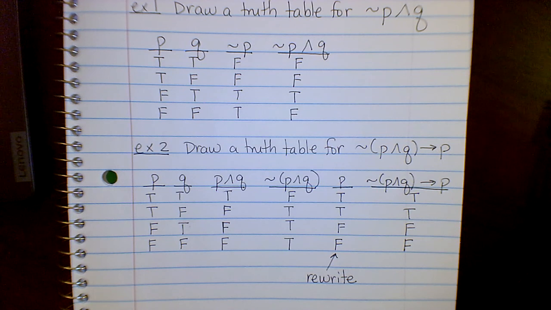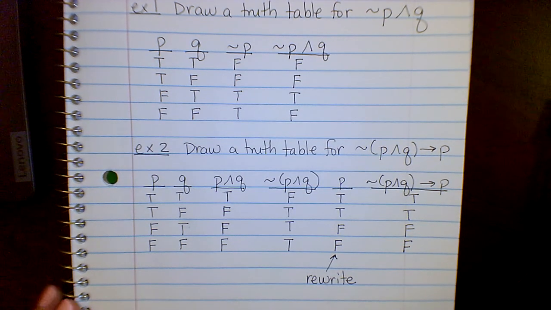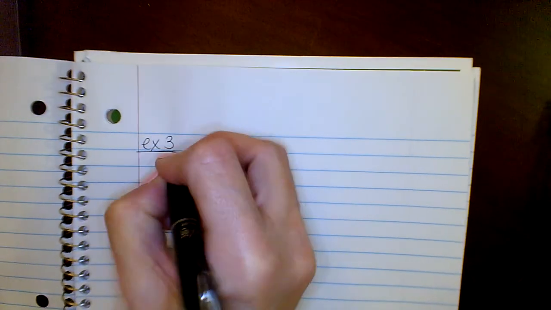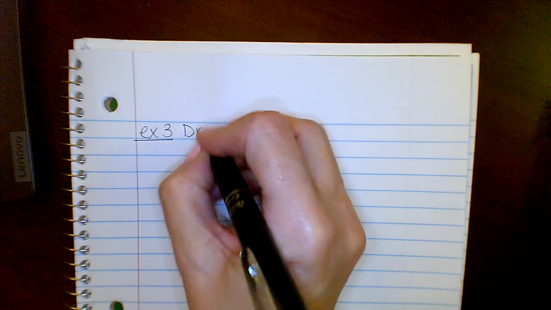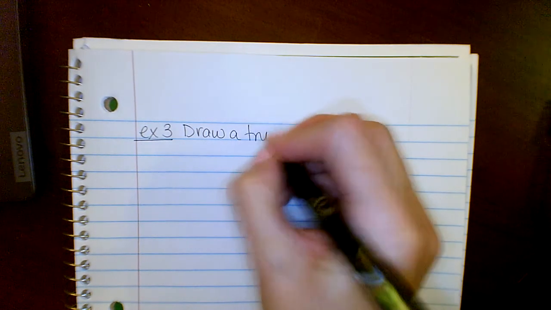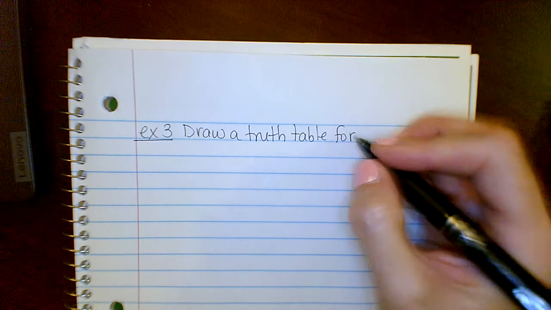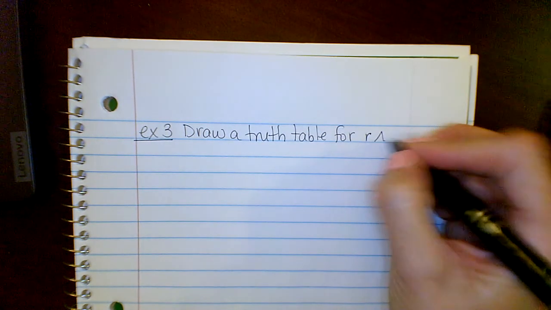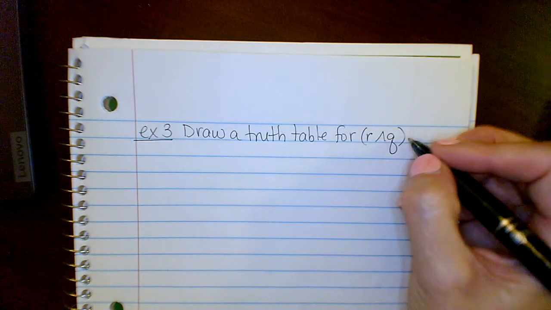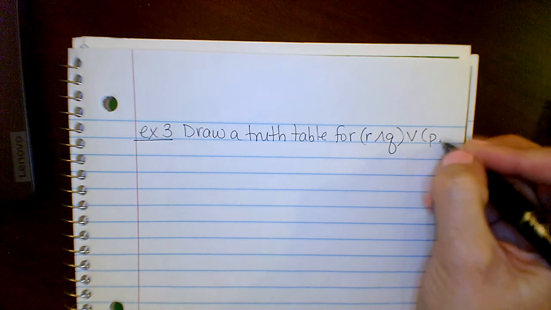Okay, let's do one more, and let's make this a big one. Let's do one with 3 variables. Those are the worst. We'll go ahead and knock out one of those, because I know some of those in Alex can be quite daunting. Okay, so let's draw a truth table from start to finish. For R and Q or P and Q.